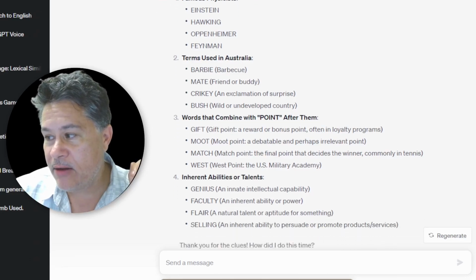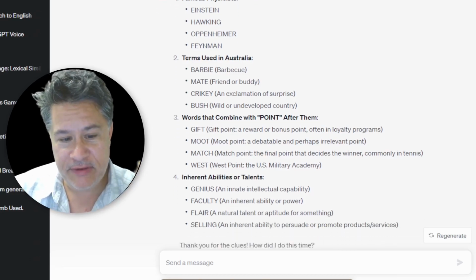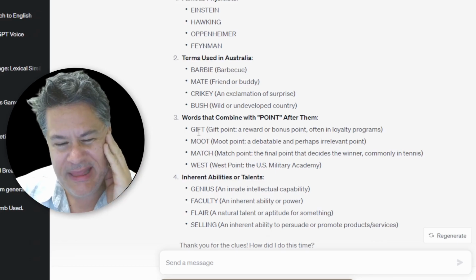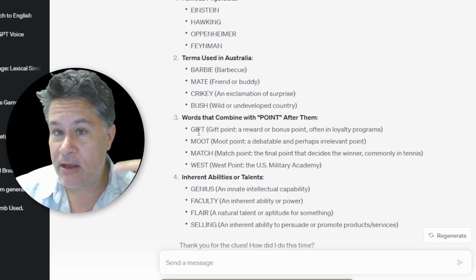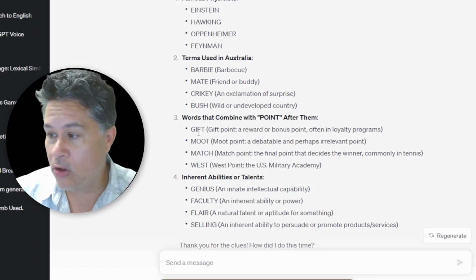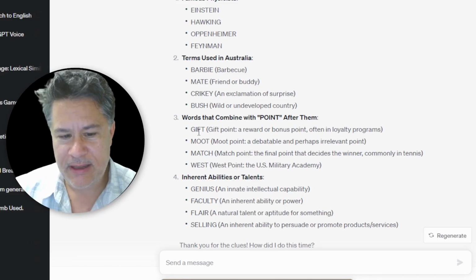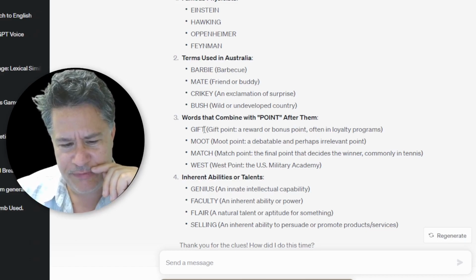I told her to think about how certain words could have the word point after them, and she almost nailed it, but then put gift there, unfortunately. Otherwise, that would have been perfect with just like 2 rounds of training. She would have had all 16 words perfectly categorized. But there's no such thing as gift point.